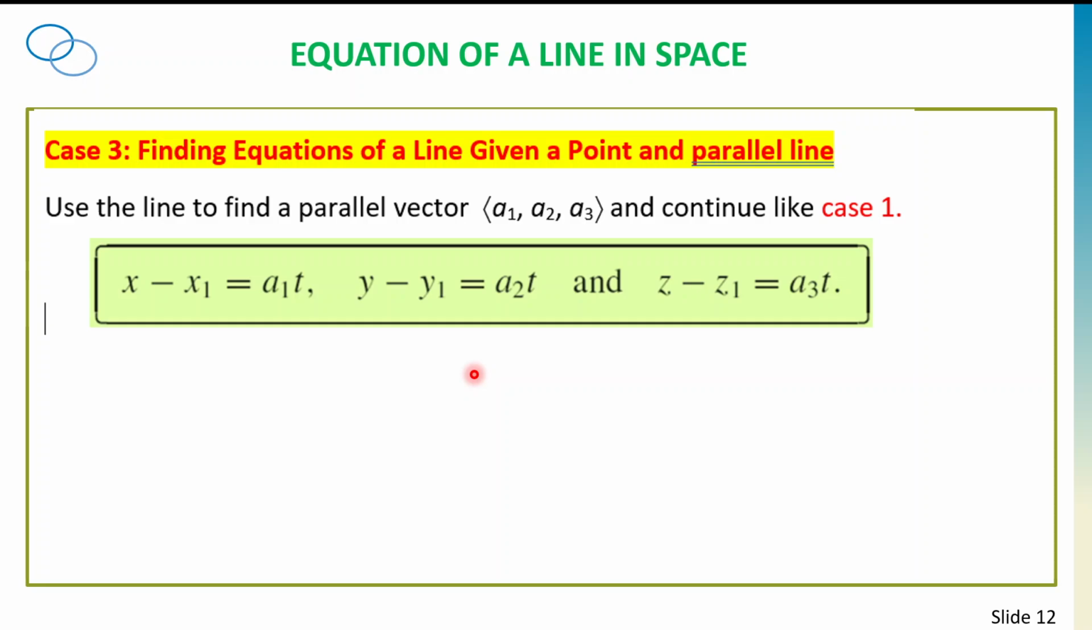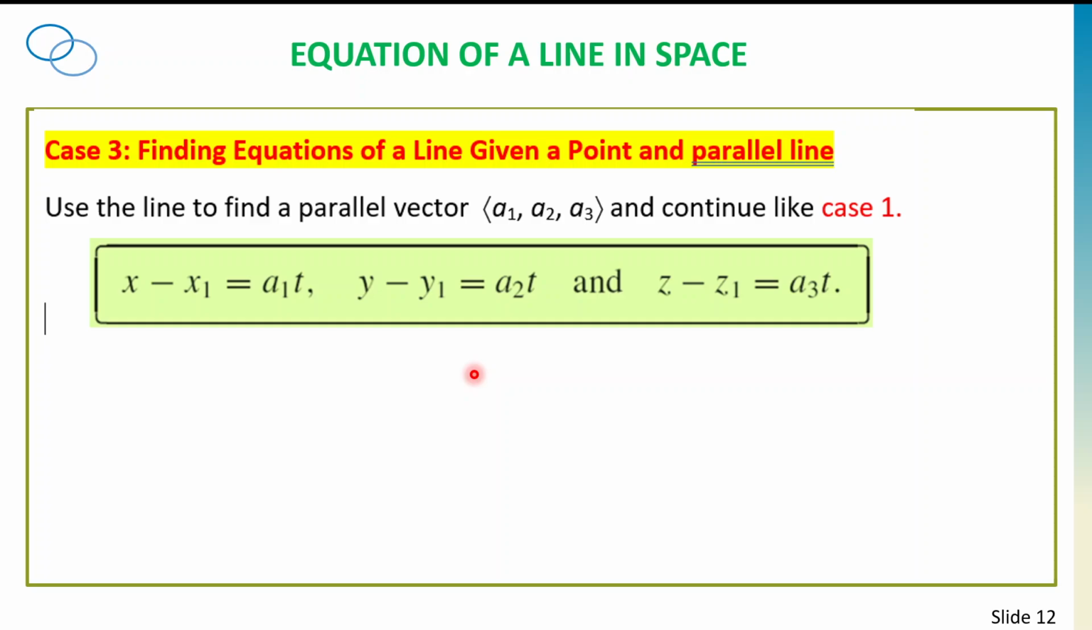Now we'll move to the third case. So what does the third case say? We need to find the equation of a line given a point and a parallel line. So you see now what's given? I have a point and a parallel line. Since it's a parallel line, I need the parallel vector from the line. I'll take the vector from the line. So I use the parallel vector as a1, a2, a3, and I continue exactly like case 1.